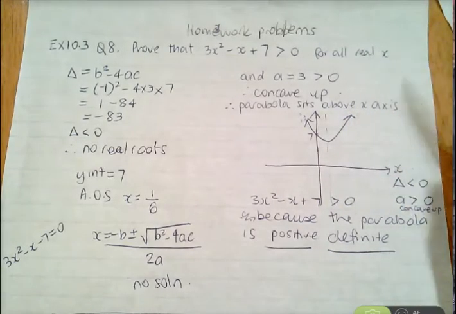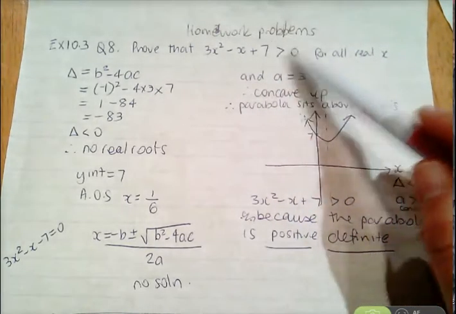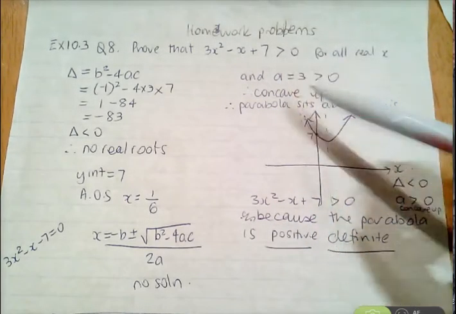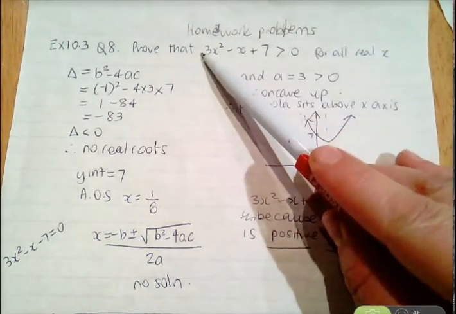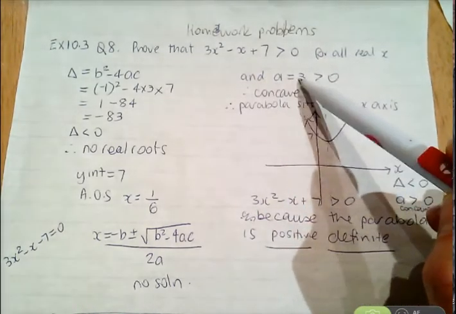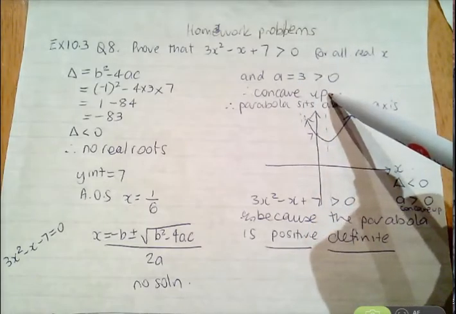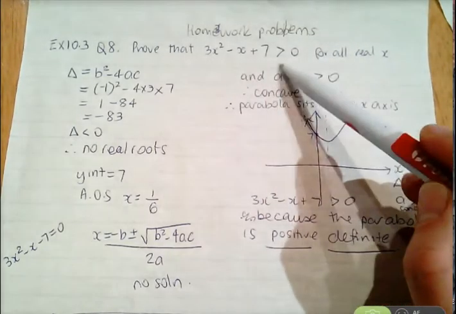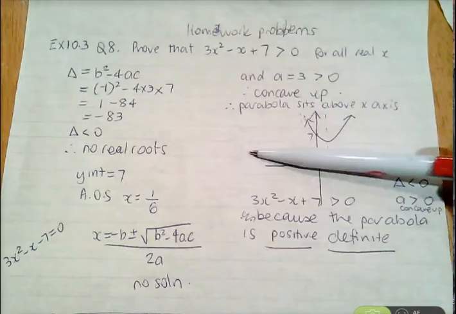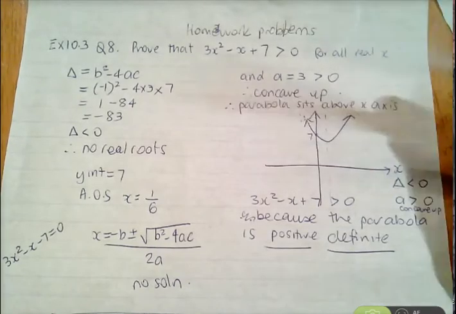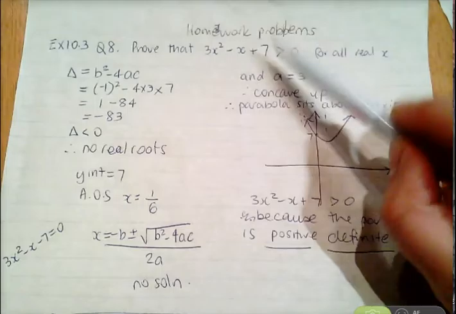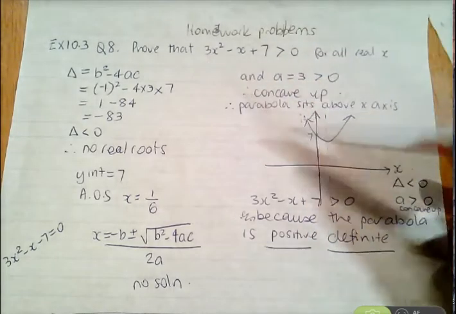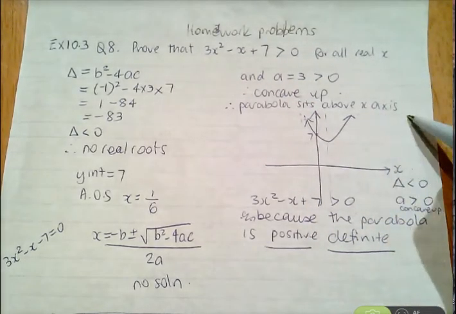Now, if a graph is greater than 0 for all real x, let's just look at the graph. For a start, it's concave up. So a equals 3, which is greater than 0, so it's concave up. And for this parabola to be always greater than 0, it also must be positive definite. So in other words, the parabola always has positive y values. That's what greater than 0 here means. So the parabola always sits above the x-axis.